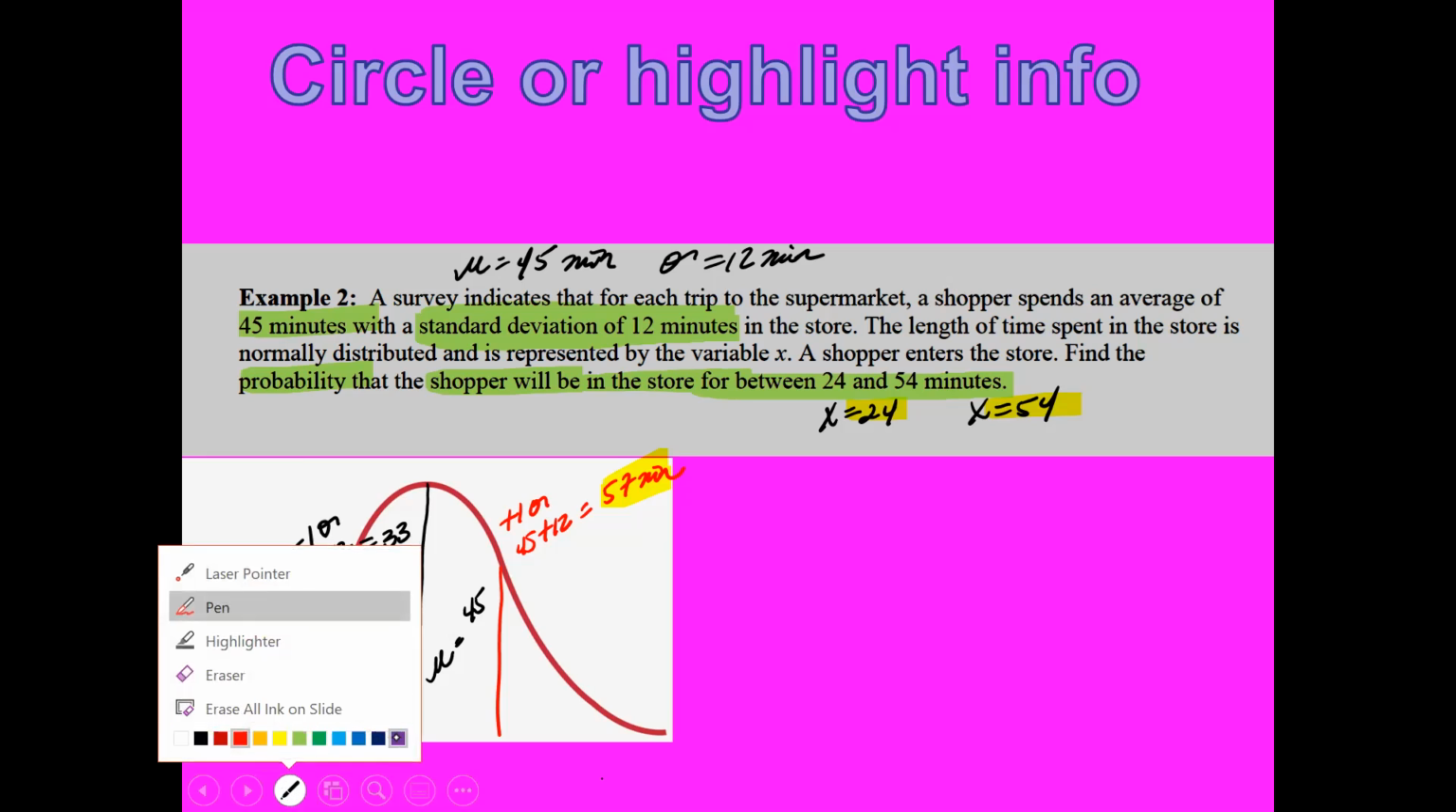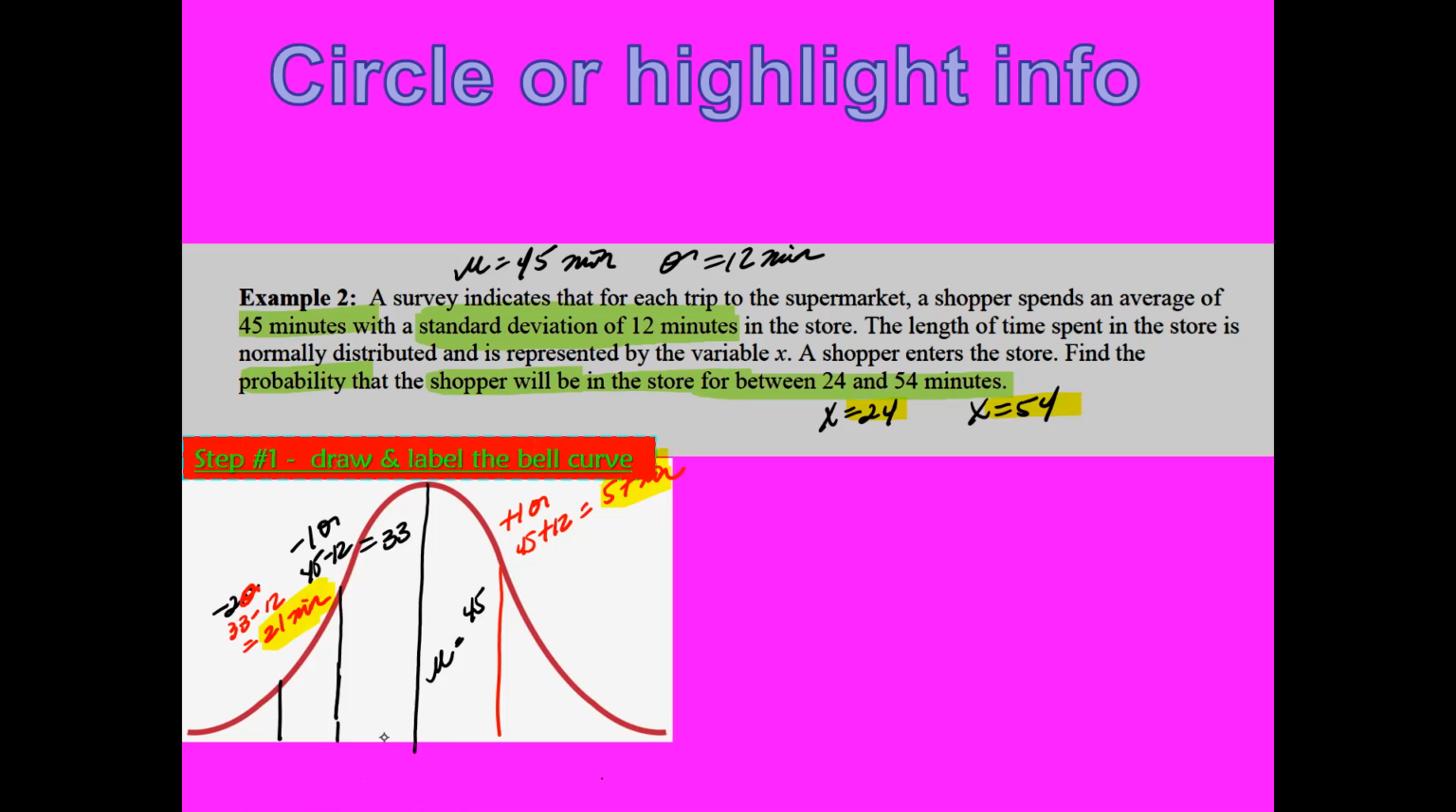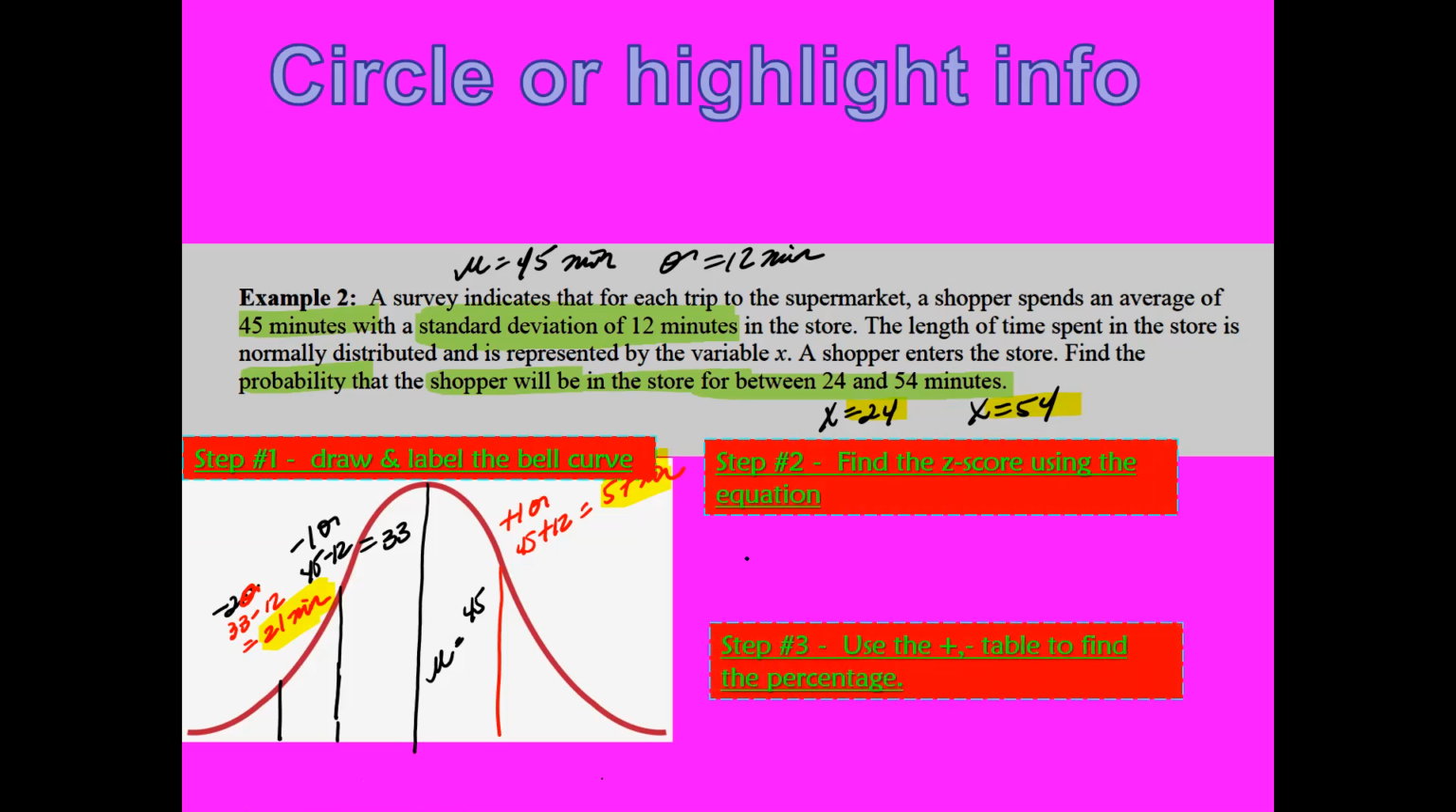So let's go ahead and do the following. Draw and label the curve, which I did. Find the z-score using the equation. So I'm going to have to find two z-scores. The first one is going to be z-score 1. So you're going to do 24 minus the mean, which is 45, divided by the standard deviation, which is going to be 12. Z-score 2 is going to be 54 minutes minus 45 divided by 12.